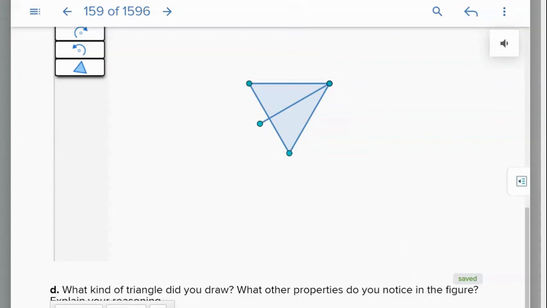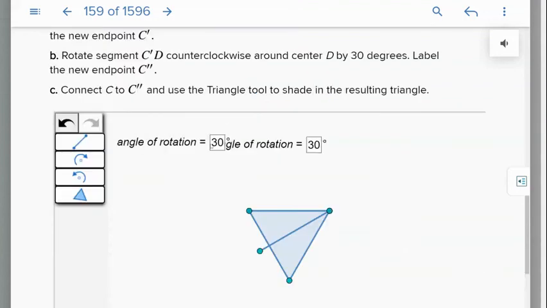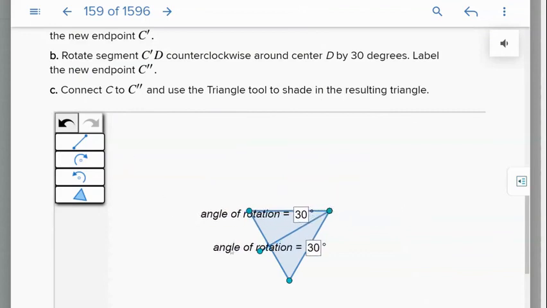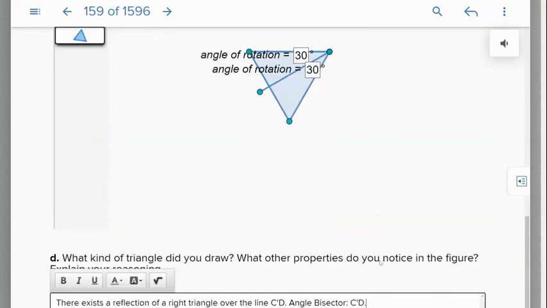Is there an angle bisector anywhere? There's an angle bisector of C prime D. Right, so not only is there a line of reflection cutting across for the triangle, it's also an angle bisector, cutting the 60 degrees perfectly. So you have 30 degrees up here, 30 degrees up here, and that's what we did earlier with the angles of rotation. So you had 30 degrees right in that corner, and then you have 30 degrees in that corner as well.